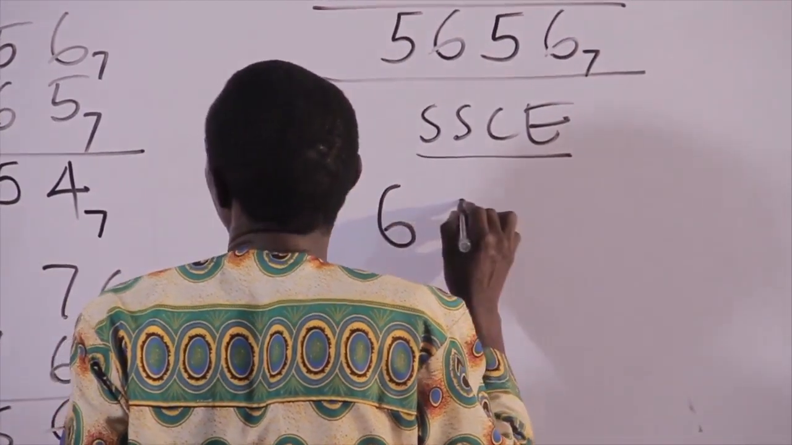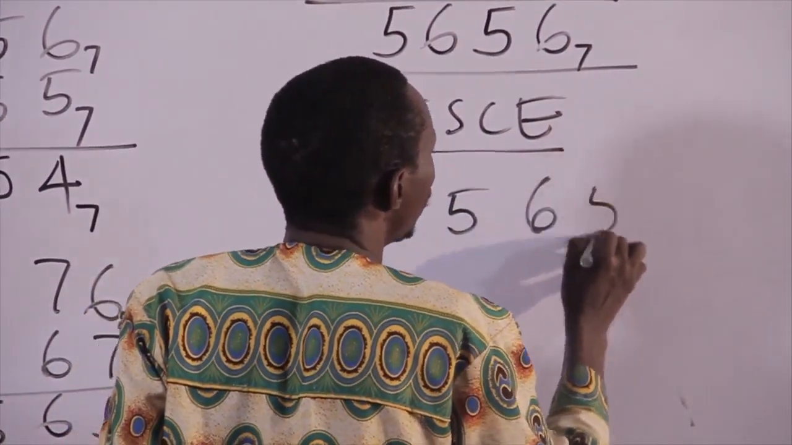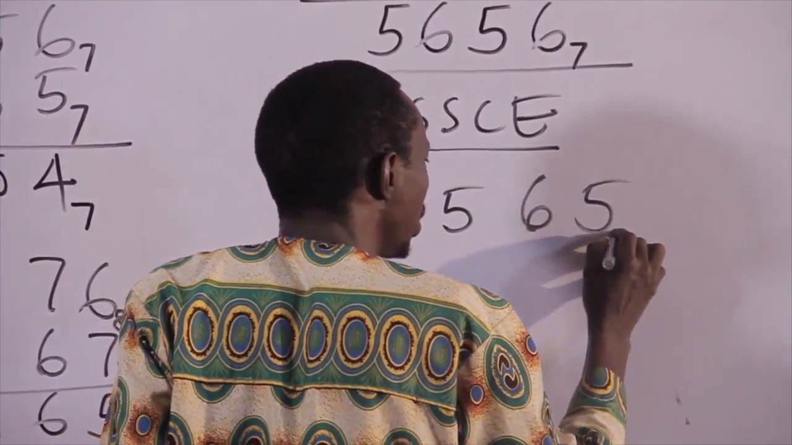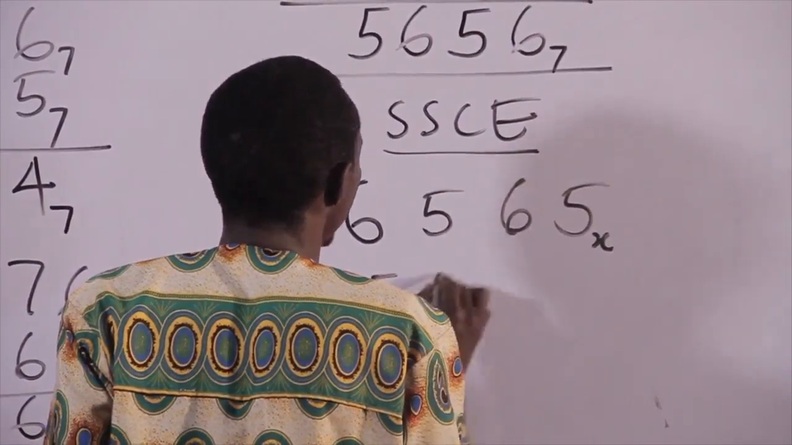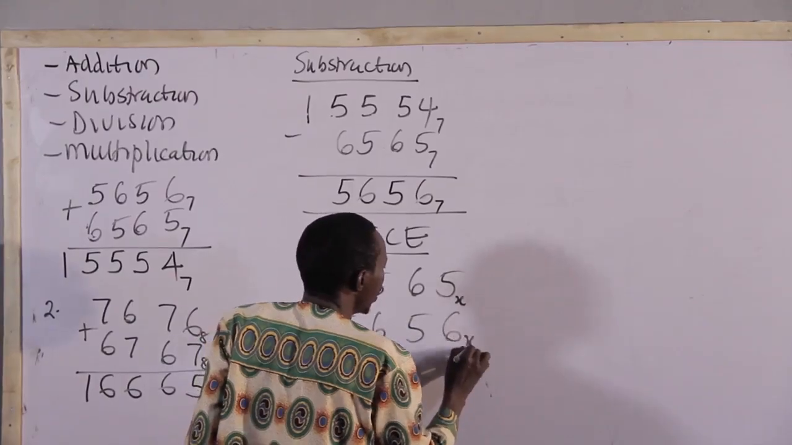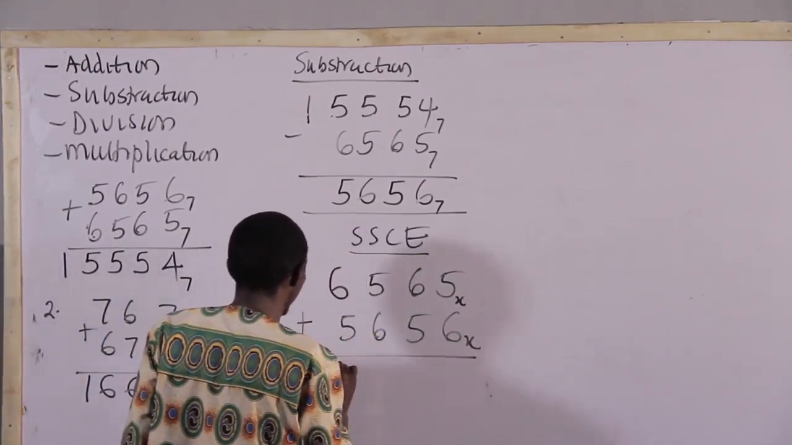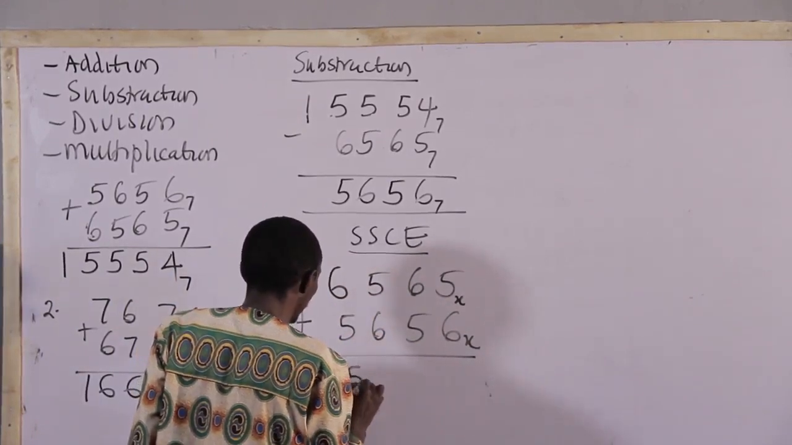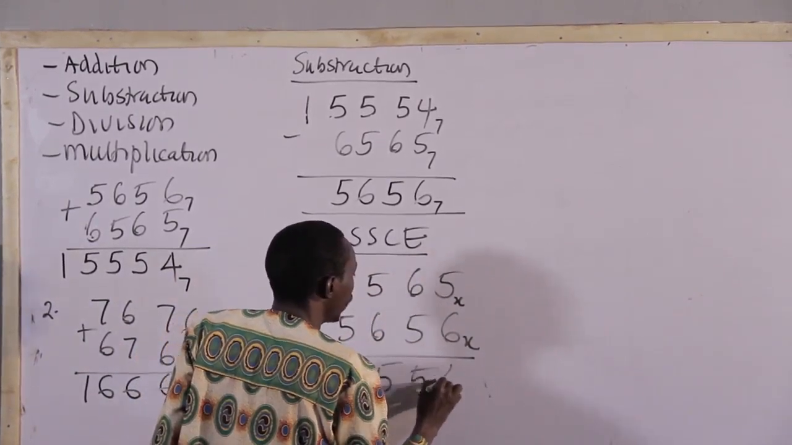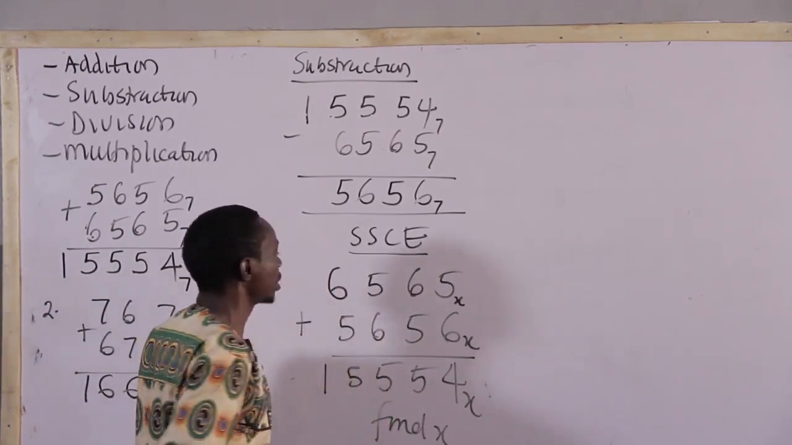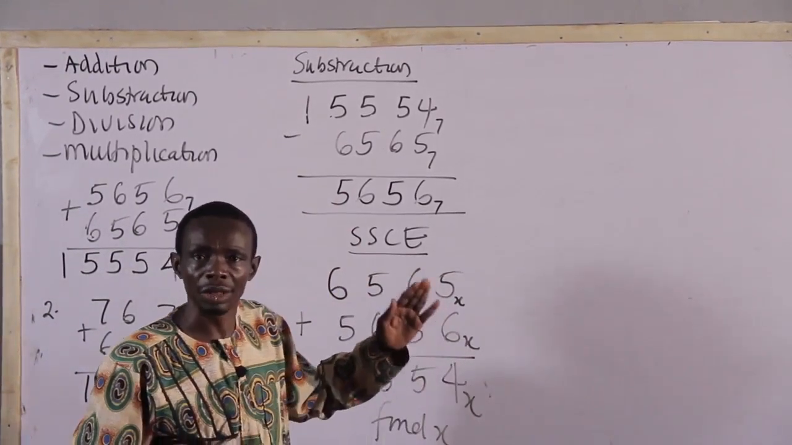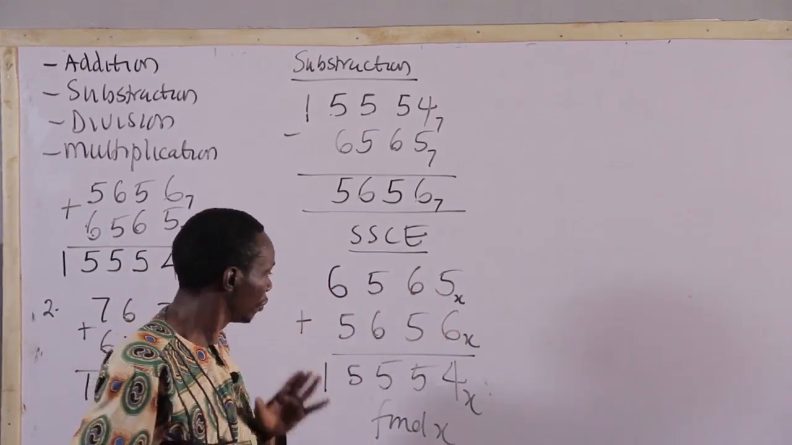You can have 6, 5, 6, 5 base S, I don't know, added to 5, 6, 5, 6 base S, and the result gives me 1, 5, 5, 5, 4 base S. And they said we should find the base. They said, in what base was the addition carried out? Very simple.